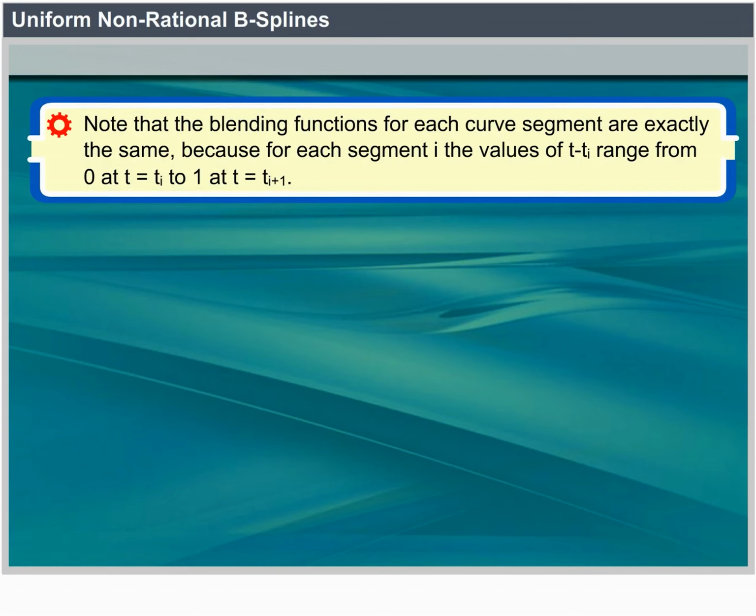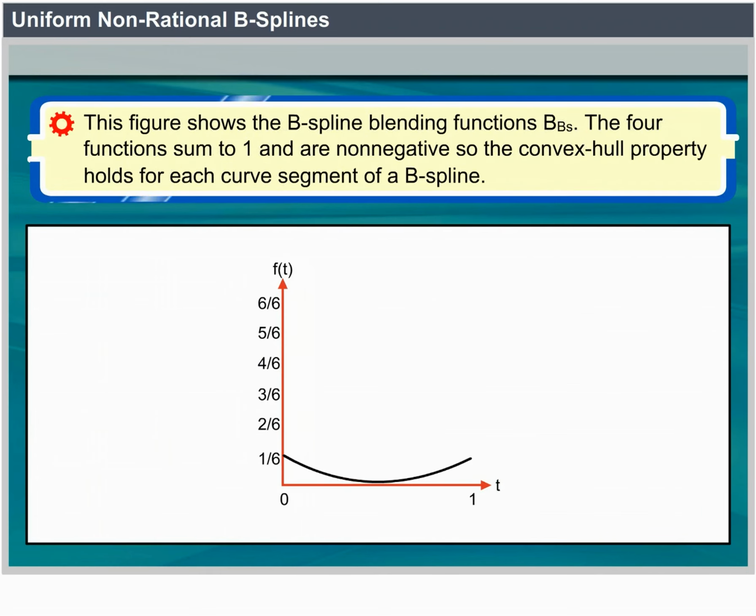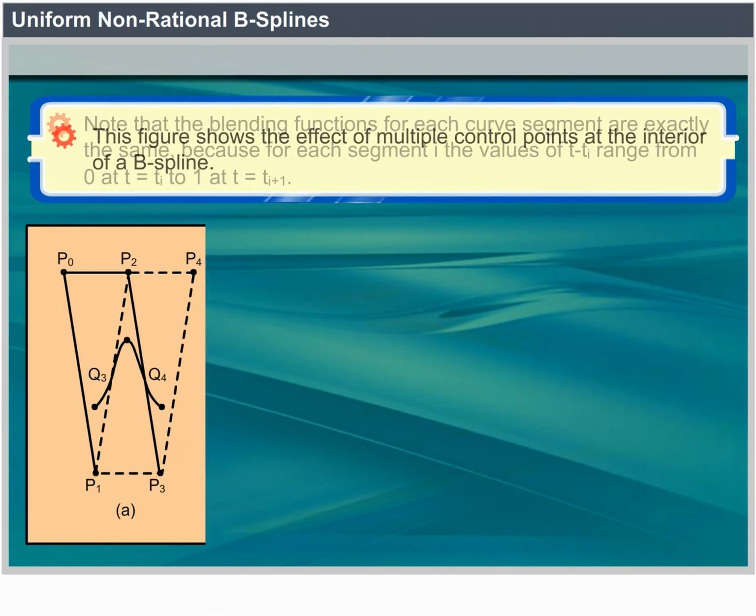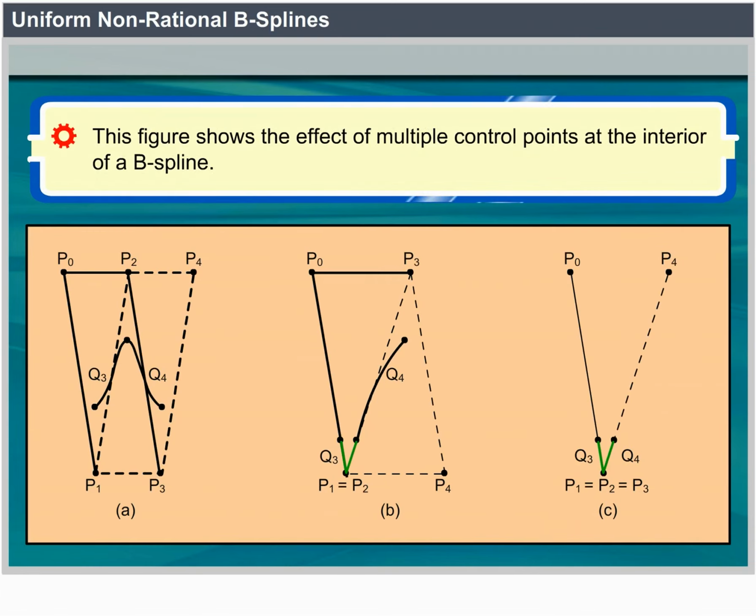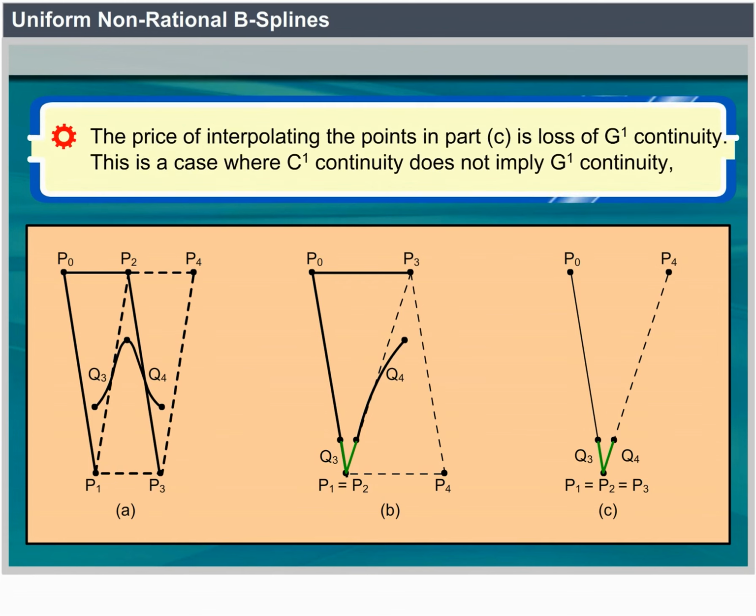This figure shows the B-spline blending functions BBS. Because the four functions sum to 1 and are non-negative, the convex hull property holds for each curve segment of a B-spline. This figure shows the effect of multiple control points at the interior of a B-spline. The price of interpolating the points in part C is loss of G1 continuity. This is the case where C1 continuity does not imply G1 continuity.